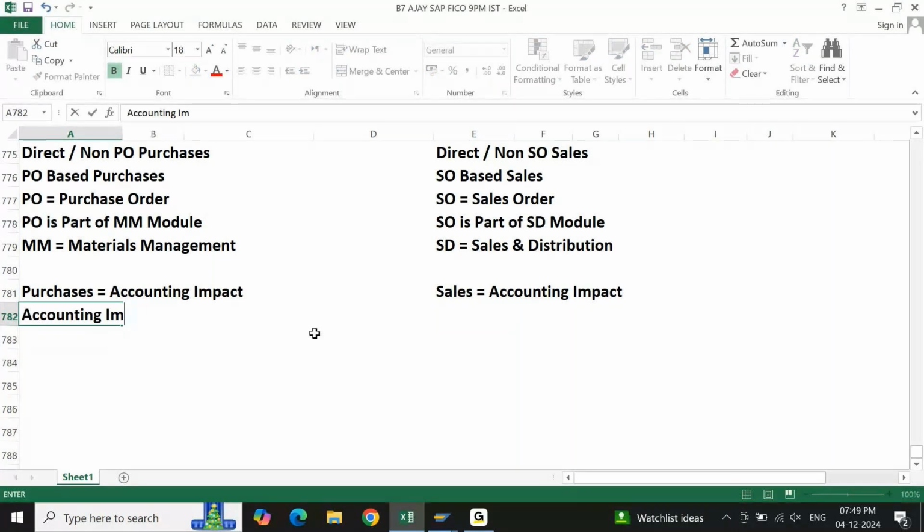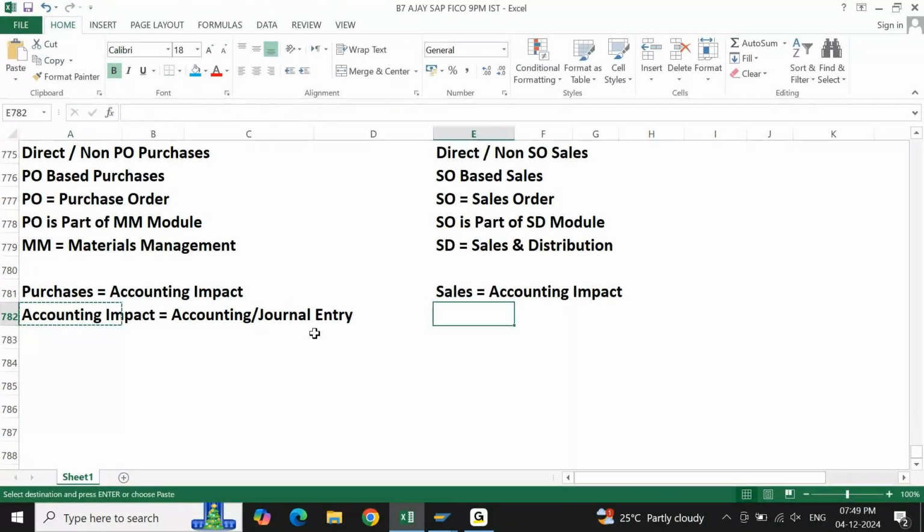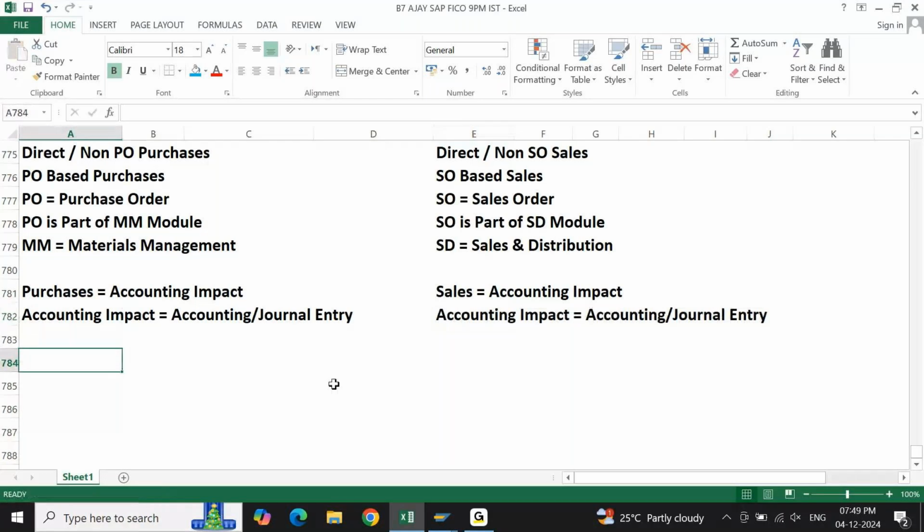If I'm talking about accounting impact, it is nothing but an accounting entry, or a journal entry. Am I correct? Whenever we say there is an accounting impact, it represents a debit credit accounting entry. So for purchases, we need to know what the accounting entry is. Similarly for sales, we need to know what the accounting entry is.